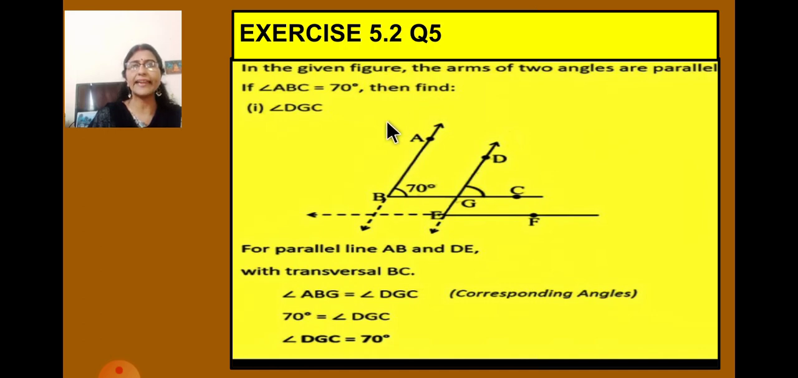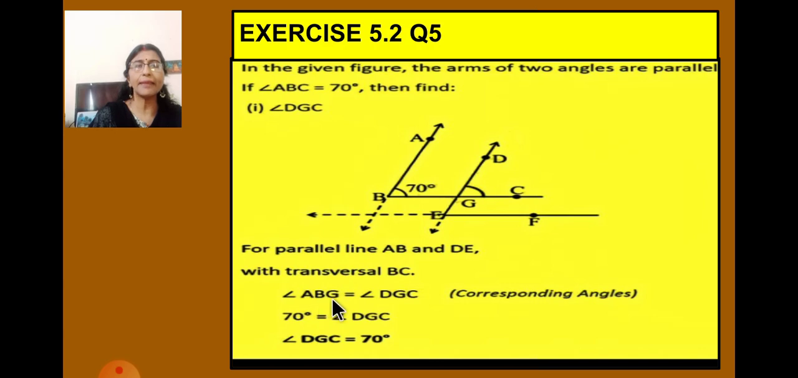And you then find angle DGC. That means we have to find out the measure of this angle. So now we will see how to solve it for parallel lines AB and DE. So we will see these are the two parallels AB and DE with transversal BC. Now this is the transversal, which is, if you extend these two lines, you can see this is the transversal which is cutting these two parallel lines.